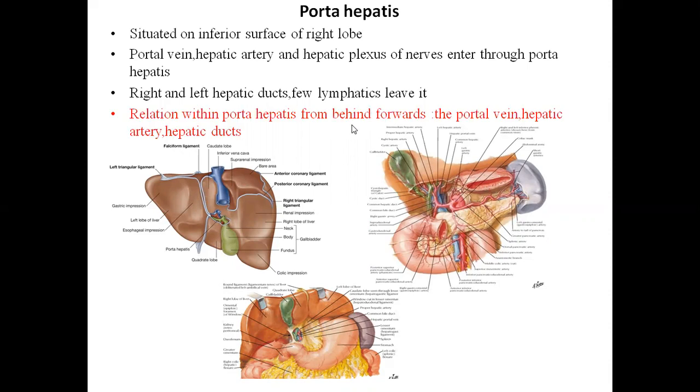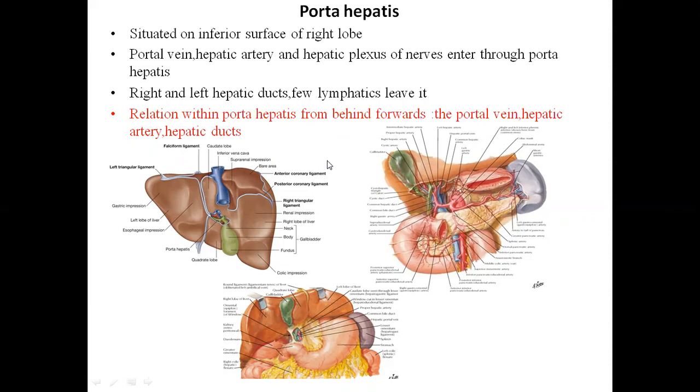Now the relation within the porta hepatis from behind forwards. So there's a particular and methodical relation that is seen from posterior to anterior, behind forwards. They are portal vein, most behind. Then you have hepatic artery. Then most anteriorly hepatic ducts. So this is a relation of porta hepatis.